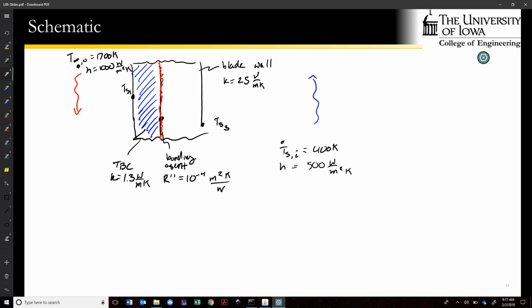In the top left, up there? Yeah, that is an H. Yes, because out here we're talking about the convective coefficient as opposed to conduction.